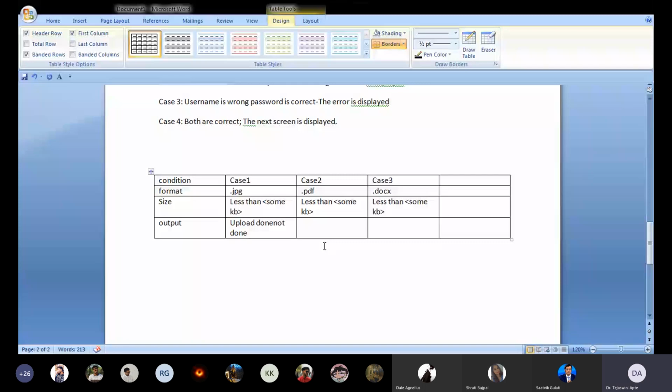So if anyone asks you, this kind of thing can be done with simple boundary value analysis as well. Why do you require the decision table? I require the decision table so that I can say less than some KB. Less than some KB means I have to check each and every value, and the data is not known. I need to check 13, 13.4, 13.5, and 13.8 as well.